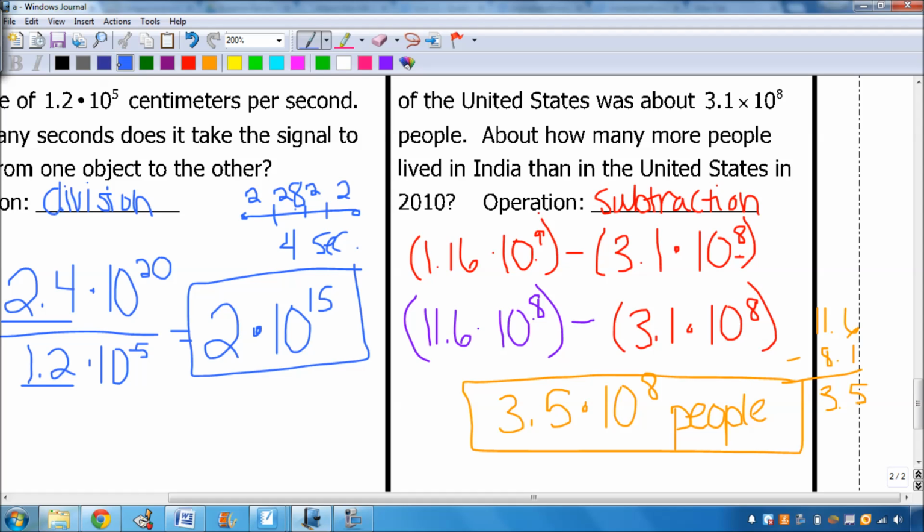And this answer right here, we forgot to label our unit. It's 2 times 10 to the 15th power seconds.